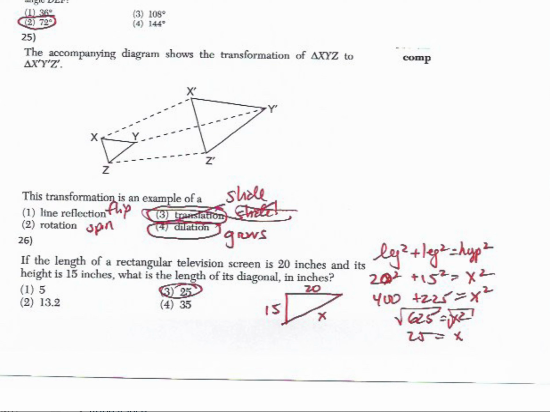A line reflection, by the way, is best known as a flip. A rotation is a spin, and a translation is a slide. And though this does look like it's sliding, what it's really doing is growing. And you're seeing the growth with those diagonal lines.